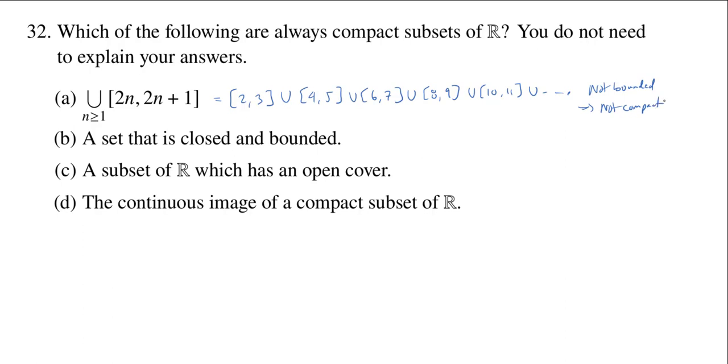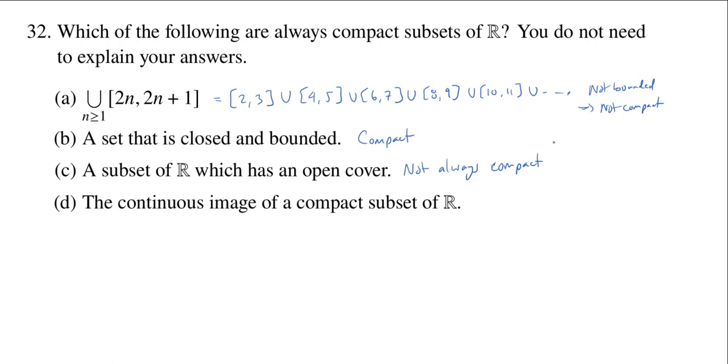Speaking of closed and bounded, that's exactly what B says. So yes, closed and bounded, compact. A subset which has an open cover. Well, this is supposed to make you think of the topological characterization, which is that every open cover has a finite subcover. Well, this is just saying you have an open cover. Everything has an open cover, right? R is an open set that contains all the subsets, so R covers everything. So not always compact. Mind you, in A, we knew it was not compact. Here, we just know that it's not always compact. You could have compact sets, and they have an open cover, too.